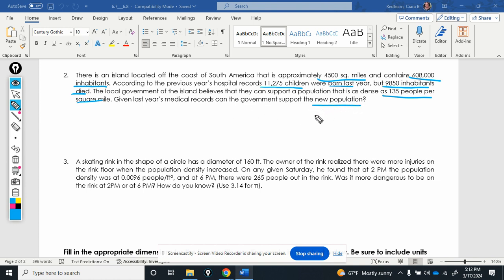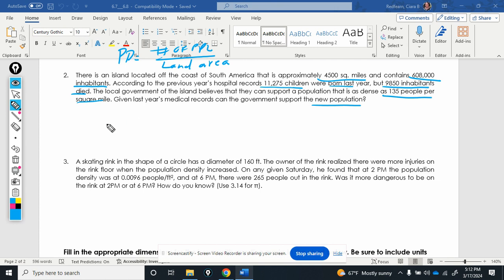So we're trying to figure out if they can support the new population given the deaths and the births that they had on the island. So first, we need to figure out again, population density is equal to what? Number of people over land area.